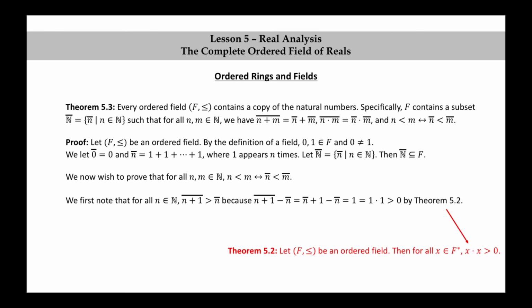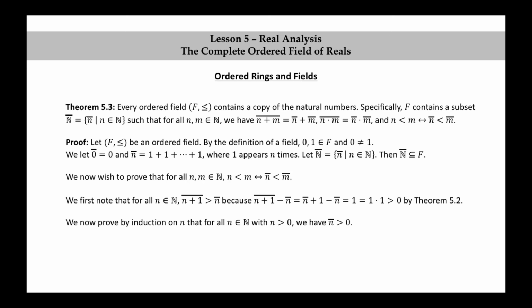Remember that theorem 5.2 says that for all non-zero elements in an ordered field, the product of that element with itself is greater than 0. And in particular, since 1 is an element of the field that's not 0, 1 times 1 is greater than 0.